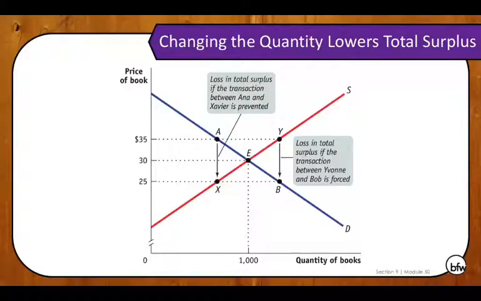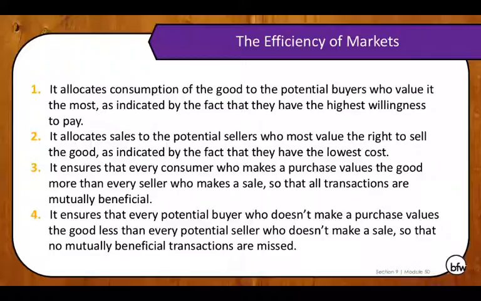And that is shown in this graph here as a loss in the transaction between Anna and Xavier is prevented, and the loss in total surplus if the transaction between Yvonne and Bob is forced. So what have we discovered by this? Well, once a competitive market has reached equilibrium, there is no other way to increase the gains from trade. All of the above solutions, the 3 we just looked at, reduce total surplus, and therefore they all reduce market efficiency. So we can sum it up this way.